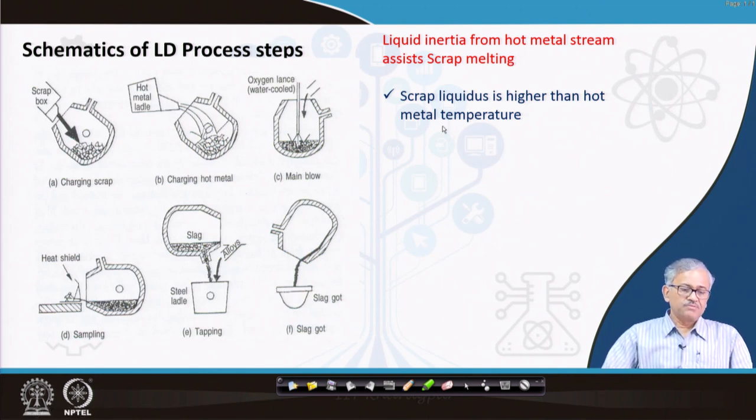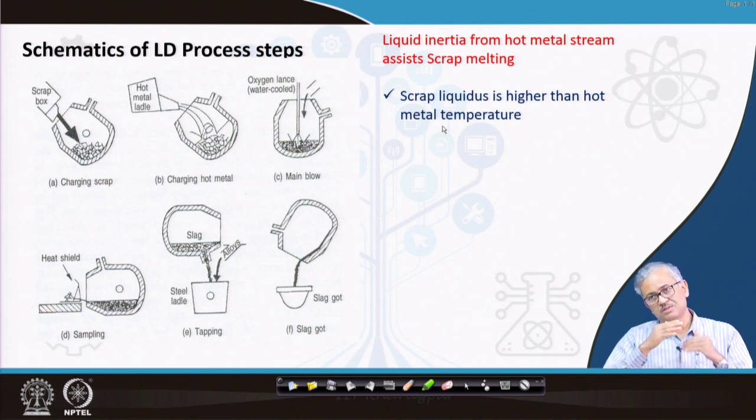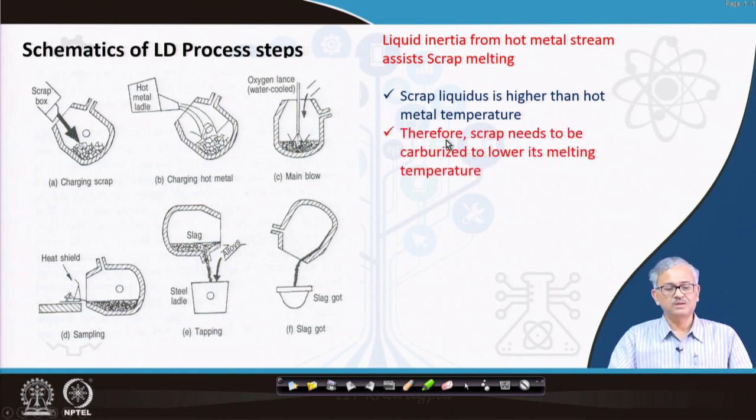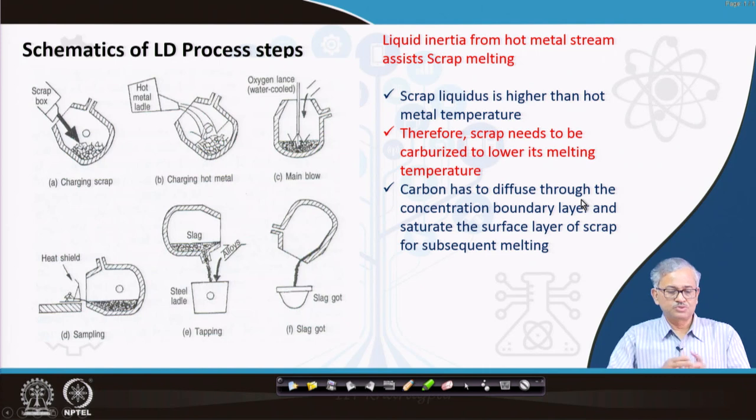To melt the scrap, the surface of the scrap has to be carburized by the carbon diffusing from the liquid hot metal to the scrap surface through the concentration boundary layer over the scrap-hot metal interface. So scrap carburization is required. If the scrap is carburized, then its melting temperature will decrease and the hot metal will be able to melt it, right? So the scrap needs to be carburized to lower its melting temperature such that the hot metal can melt it.